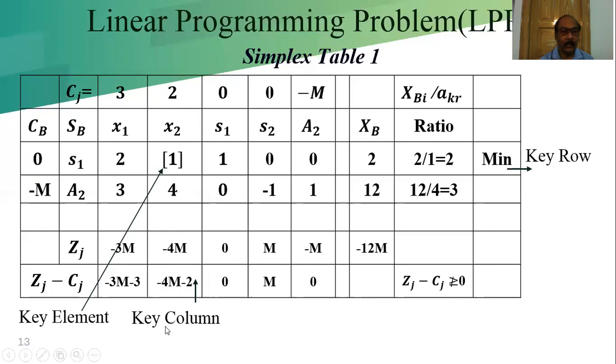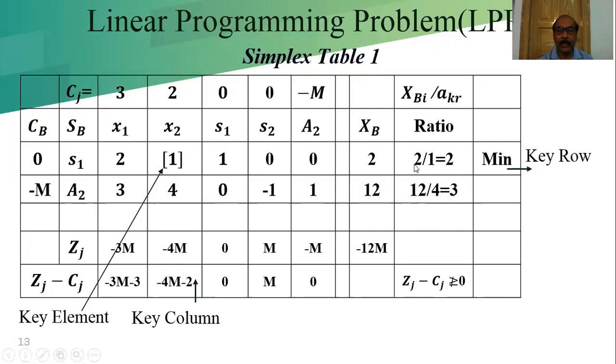So this is the second column, that means the column corresponding to x2 is our key column. Now the right hand side xb is 2. So 2 divided by 1 equals 2 and 12 divided by 4 equals 3. Out of 2 and 3, which one is the minimum? 2 is the minimum, corresponding to the basic variable S1. That means S1 is going out. It is shown by the arrow going out.